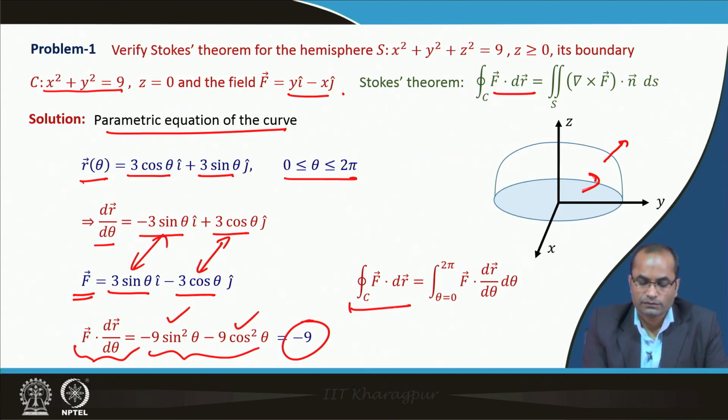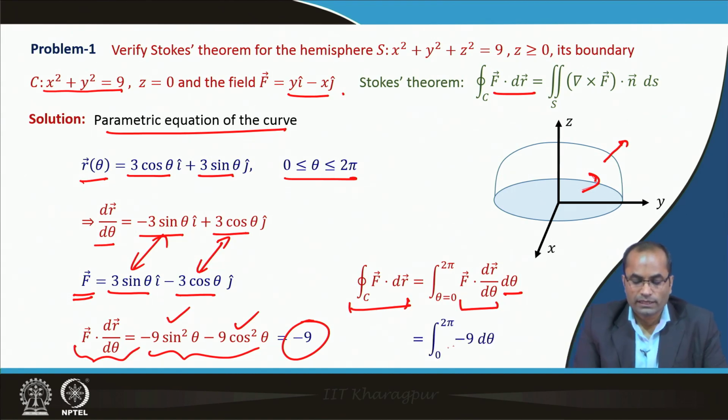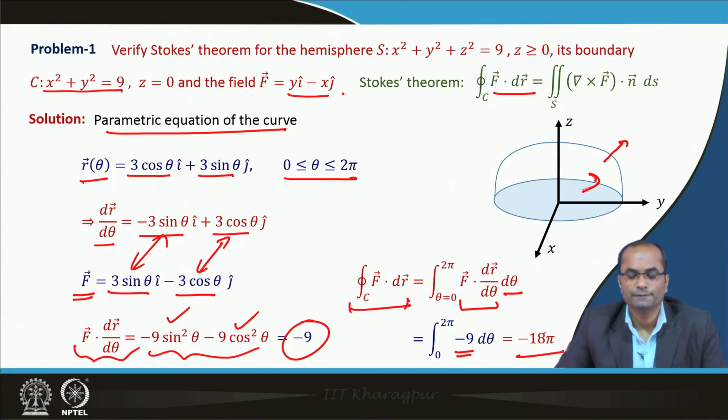this integral, the curve integral, we know that this is equal to f dot dr and then d theta, and theta varies from 0 to 2 pi. So, theta is 0 to 2 pi, f dot dr is minus 9. So, we have minus 9 and then the 2 pi is the value there. So, we have minus 18 pi is the value of the curve integral.